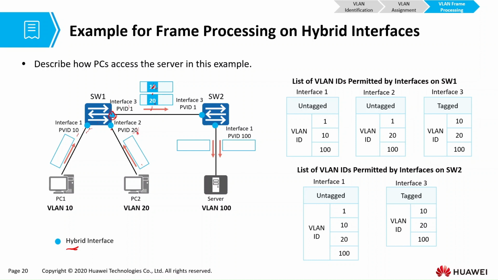This is the difference in how it works compared to the trunk interface. You have a tagged and an untagged permitted list, compared to a trunk, where you only have a tagged permitted list. On the hybrid, you have both tag and untag in your permitted list. Now you are going to see the overall summary of all the scenarios for access, trunk and also hybrid.